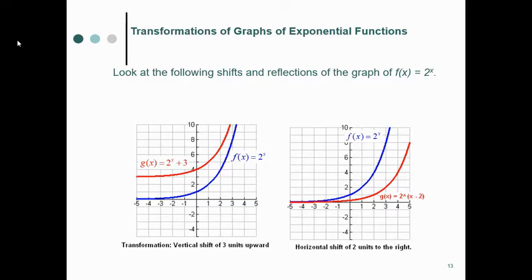And then in the second one, the blue represents the exponential base function of 2 to the x, but now we have moved it over by 2 units to the right, so we have a horizontal shift. Notice that that is with the x in the exponent.